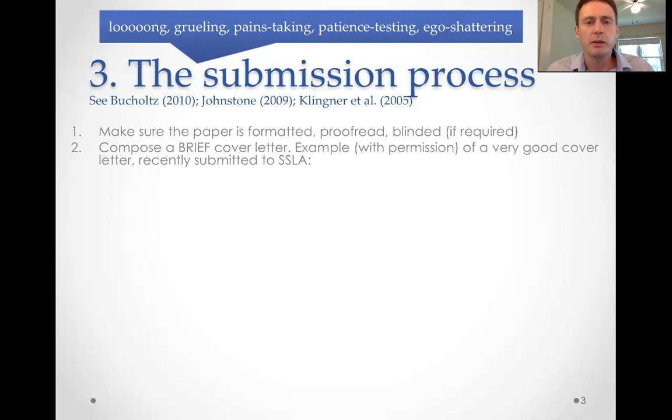Of course, make sure it's proofread perfectly. There should be no typos in there. And then, as part of the guidelines, the paper might or might not have to be blinded. By blinded we mean removing any reference to your own work or to your institution. So check it out. Some journals require that, some journals don't.